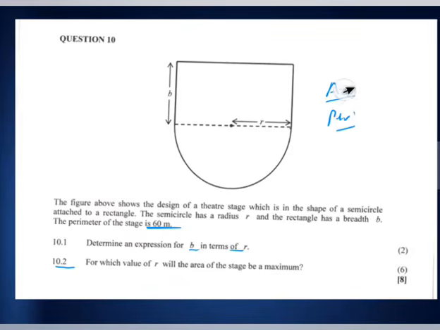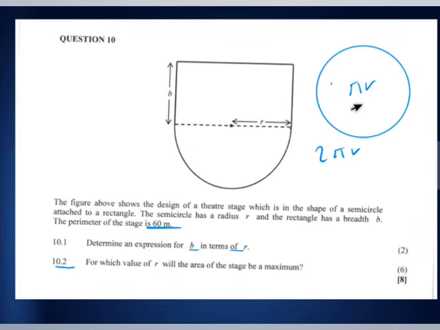So for now, let's deal with the question since they asked us the question. They said determine the expression of b in terms of r, right? So what is the perimeter of this shape? You have to be careful. I just want to show you something. What is the perimeter of a circle? This is another thing you must know by heart. The perimeter of a circle is equal to the length of the circumference, which is 2 pi r. The area of a circle is pi r squared, but the perimeter is 2 pi r.